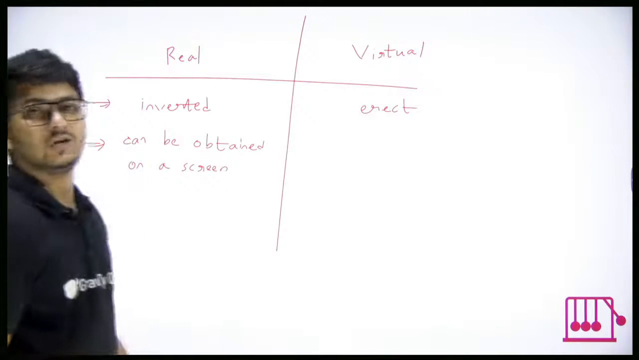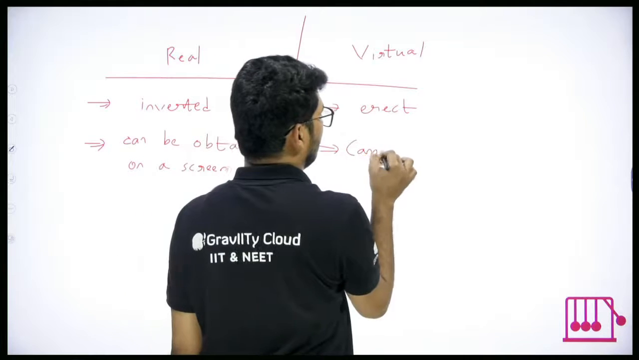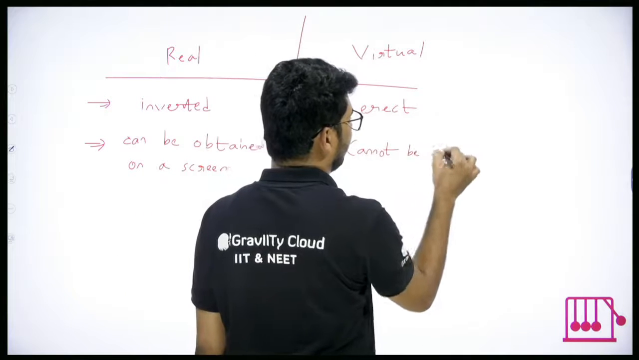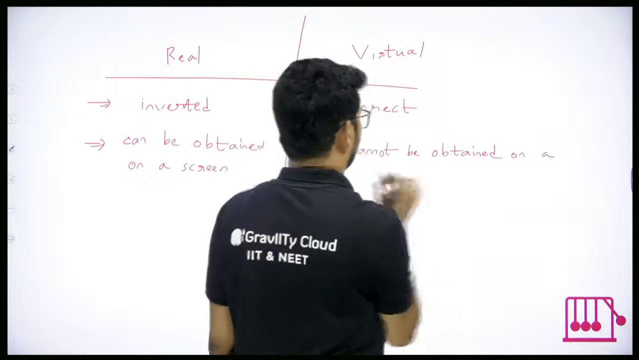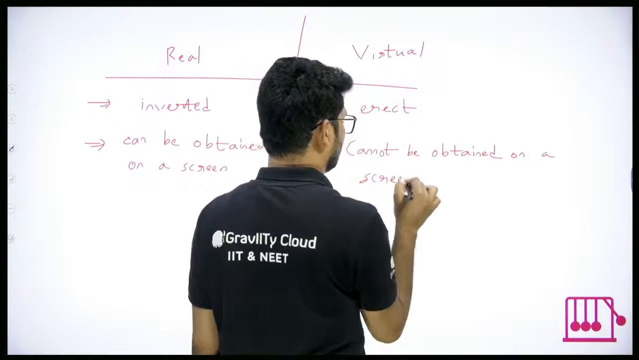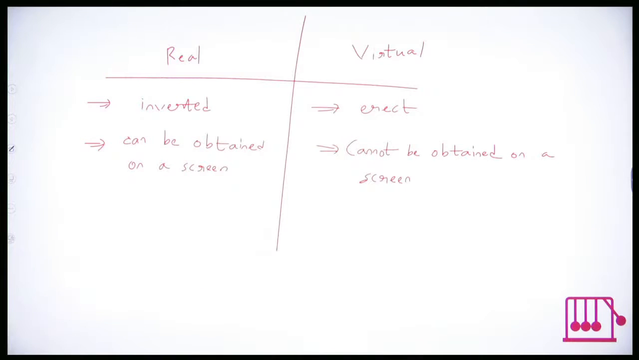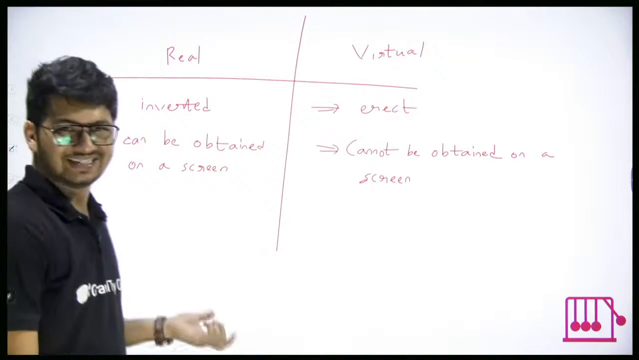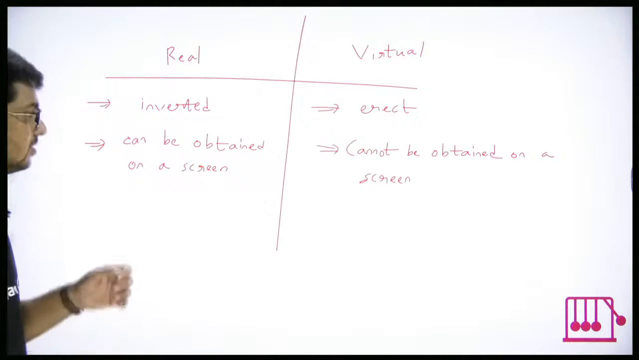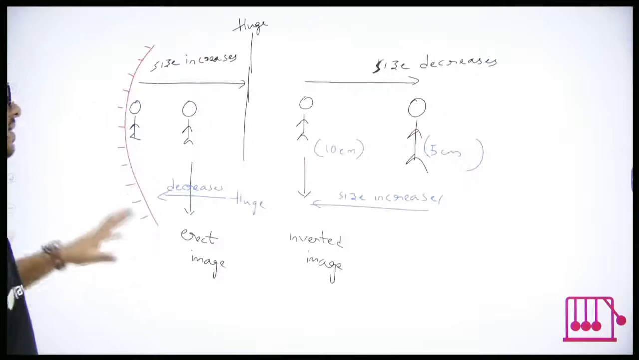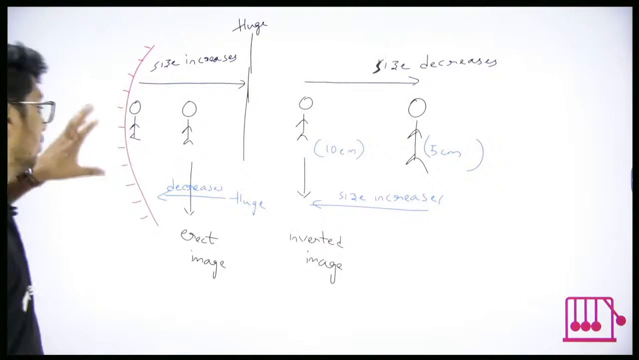But what about virtual images? No, they cannot be obtained on a screen. Got it? Basic differences. Obviously, in real images, rays actually meet, in virtual images, rays do not actually meet. Simple points.